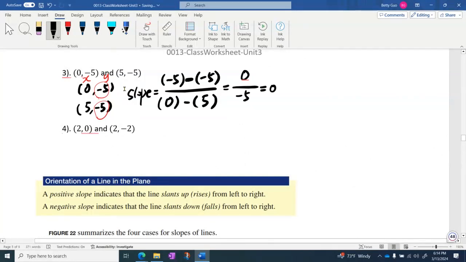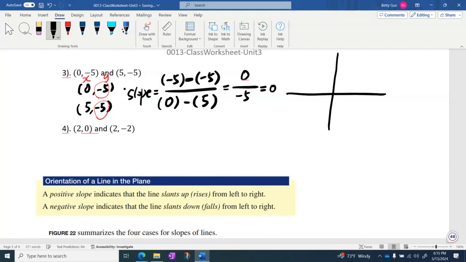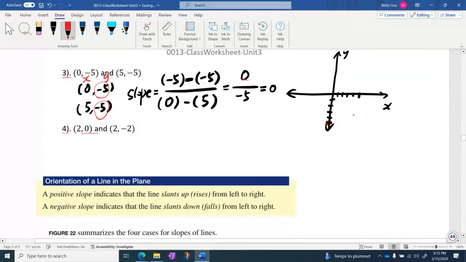Let's see what kind of straight line that is. Let's plot the 2 points. First point, 0, 95. 1, 2, 3, 4, 5. Right here. Second point, 5, 95. 1, 2, 3, 4, 5, 95. And then we connect those 2 points. We get a horizontal straight line, right? This horizontal straight line has a slope of 0.